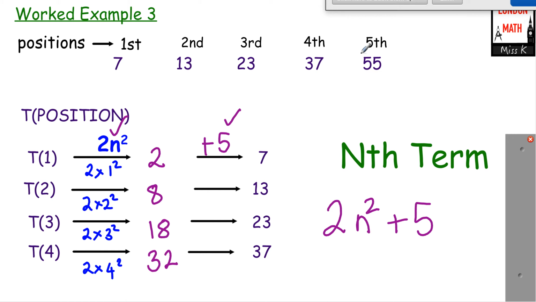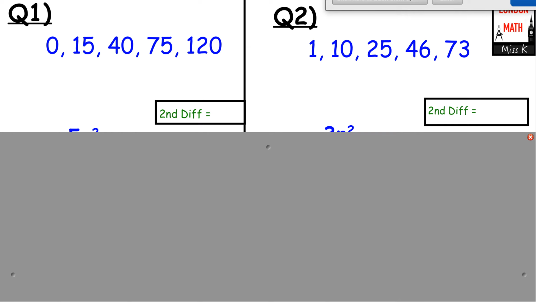Okay, and then you can always check if that's right by just sticking in the fifth term. So if you stick 5 into the formula, 5 squared is 25, and if you double 25, that gives you 50, and if you take the 50 and you add on 5, that gives you the 55. Yeah, it's always useful to just double check. Okay, so now you're going to try some, so you can definitely pause the video and have a go.